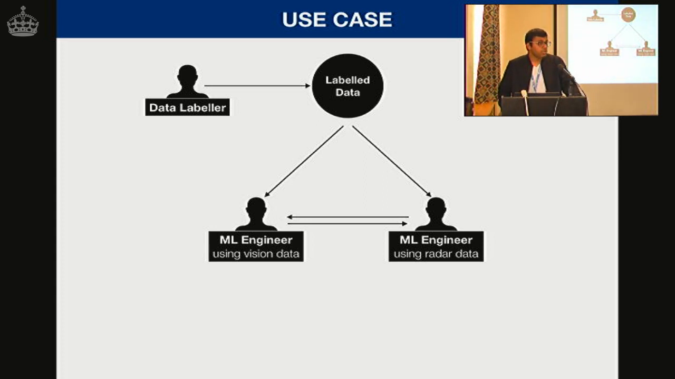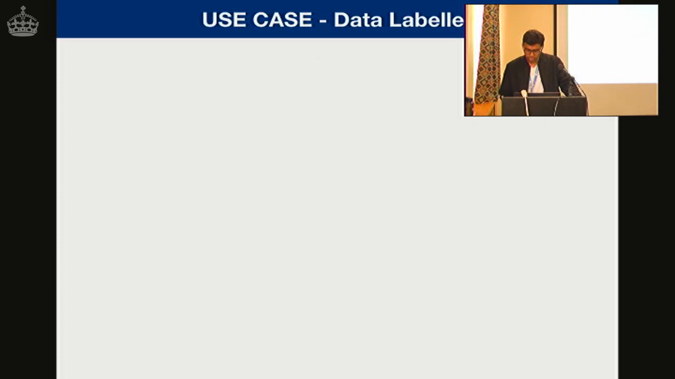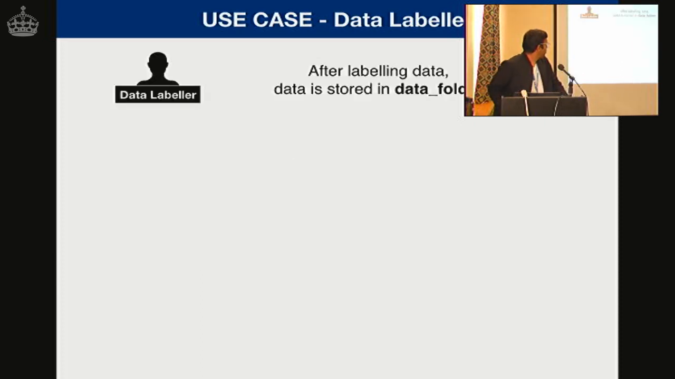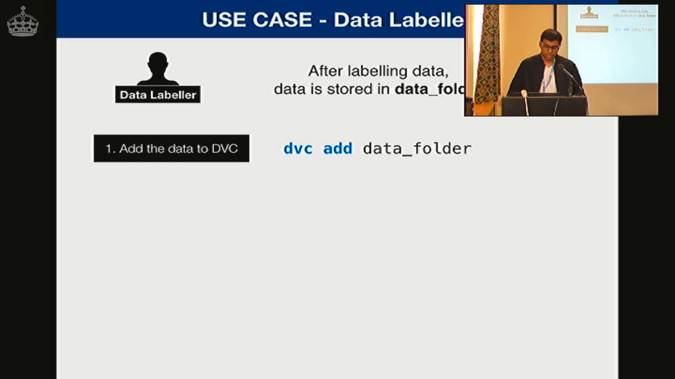Now let's see how the data labeler would use DVC. So the data labeler, after he's done labeling the data, uploads it to a folder called, let's call it data_folder. We'll see why this name is important because it will be used throughout. And to add to DVC, he just says dvc add data_folder. So this is basically saying, okay, here DVC, here's my folder, just make sure that this is tracked. And then DVC produces a .dvc file. I'll come back to this later, how it produces.